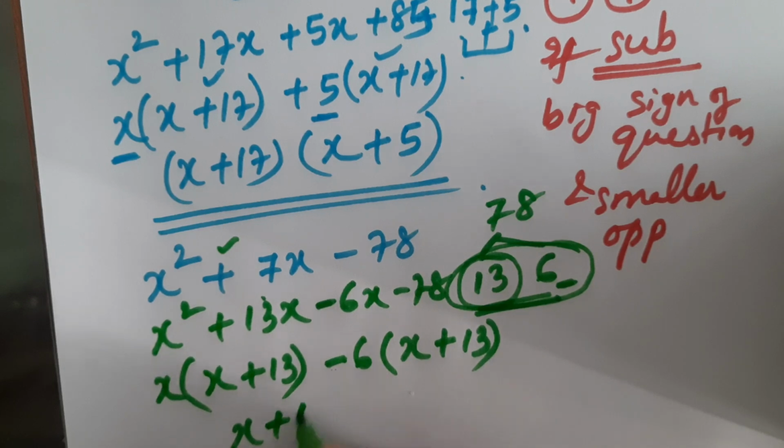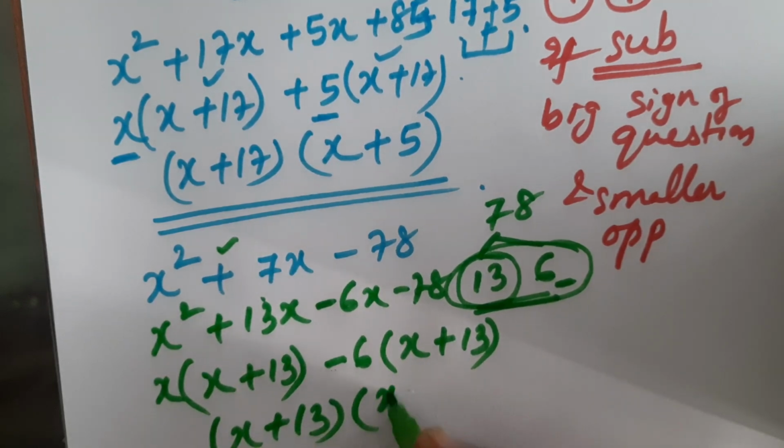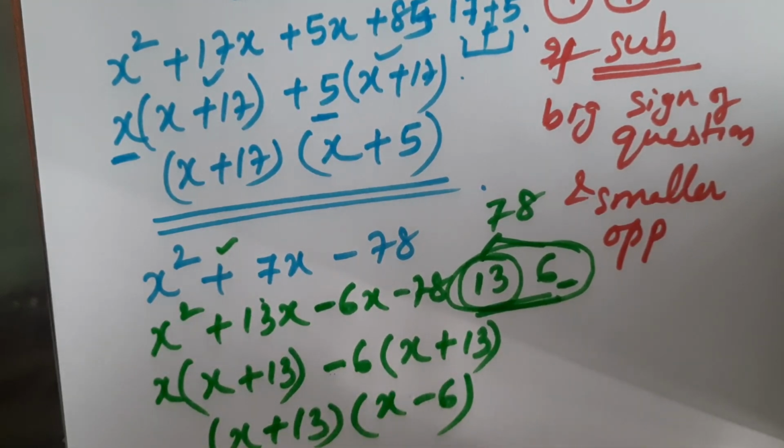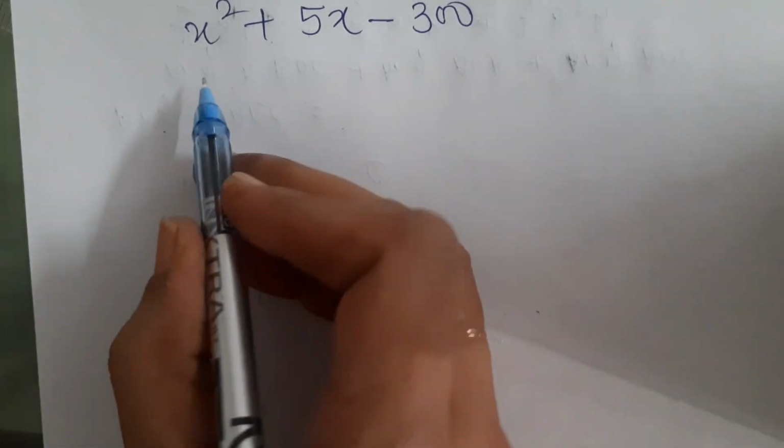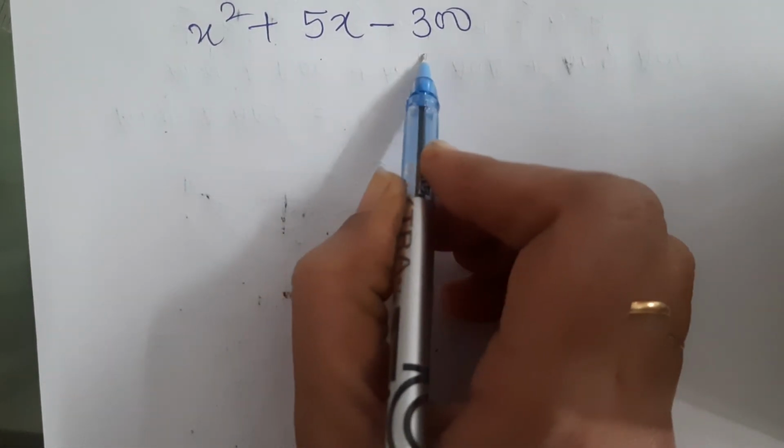Now the answer is the bracket which is common and the numbers which we have taken in the beginning. So this is our final answer. Let's start with another example. x square plus 5x minus 300.